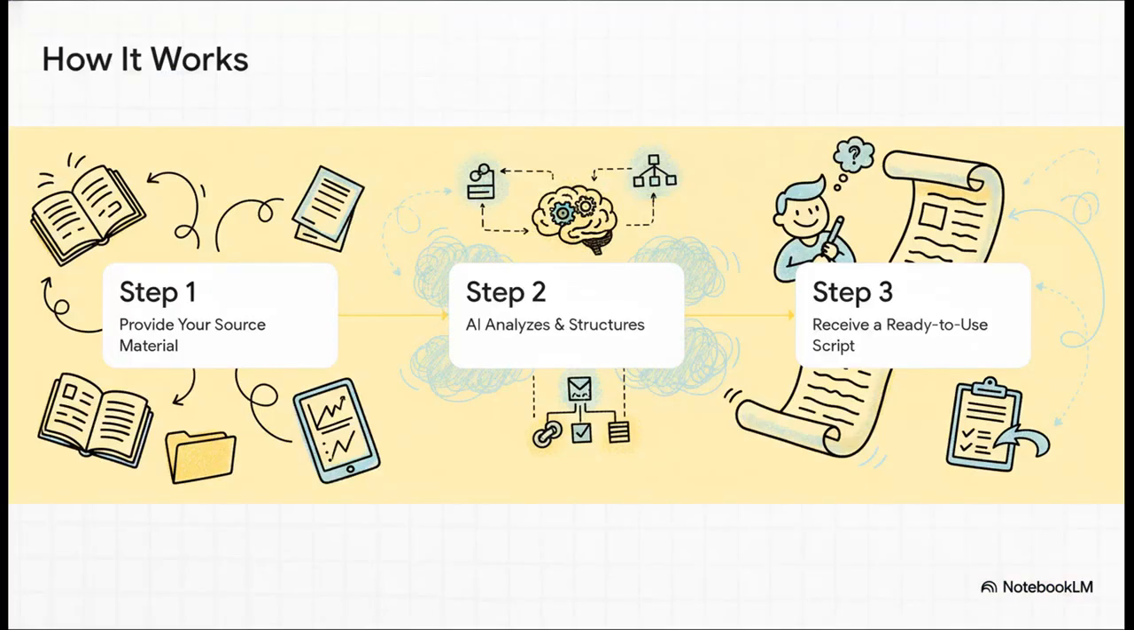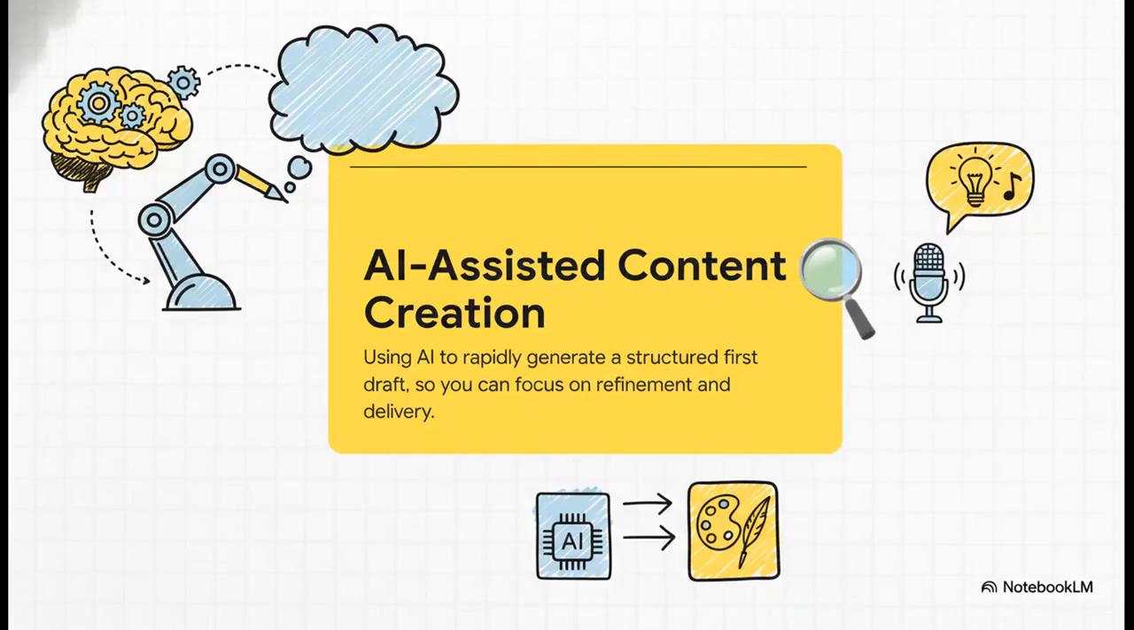It really is this easy. Step 1, you just provide your source material, your articles, notes, data, whatever you have. Step 2, the AI gets to work analyzing and structuring all of it. And then, Step 3, you get a script back that's ready to go. So let's put an official name on this. It's called AI-assisted content creation. And the most important word in that whole definition is tool. The AI does the heavy lifting on that first draft, which frees you up to do what we humans do best. You refine the message, you add your unique voice, and you focus on delivering it with some real impact.